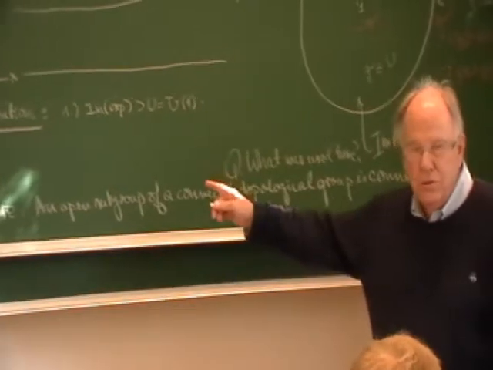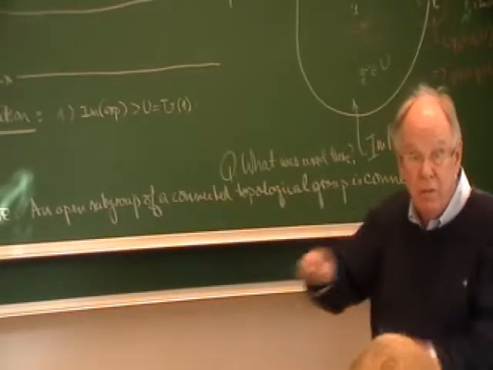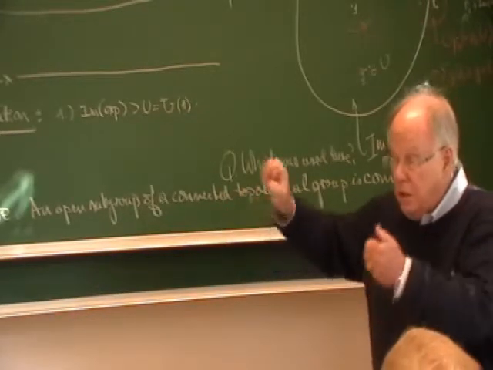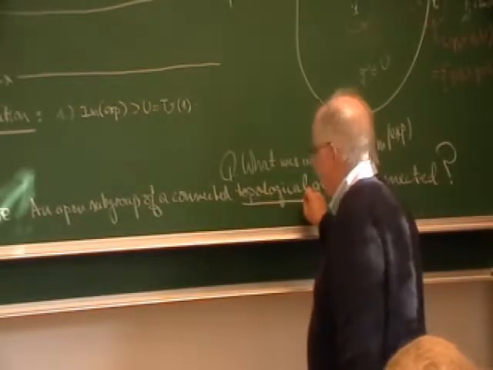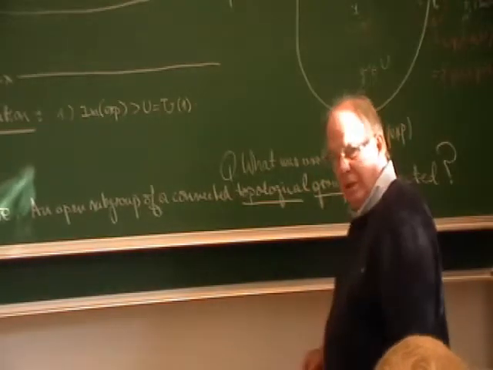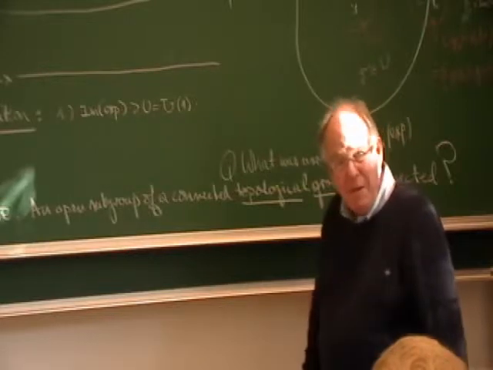Well, what did we use? We used C star. We used the topology of C star, right? We moved these open sets around, right? So we use the topology of C star. So I know I have to use the notion of topology, whatever that means. I know I have to use the notion of group. So I know I need to use the notion of topological group.